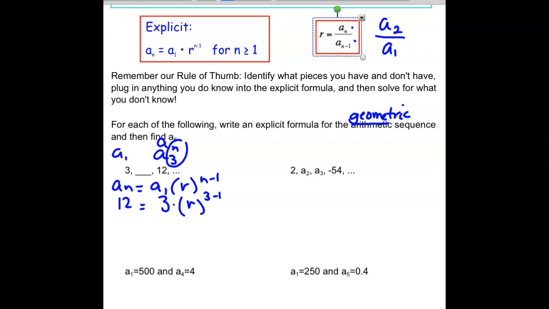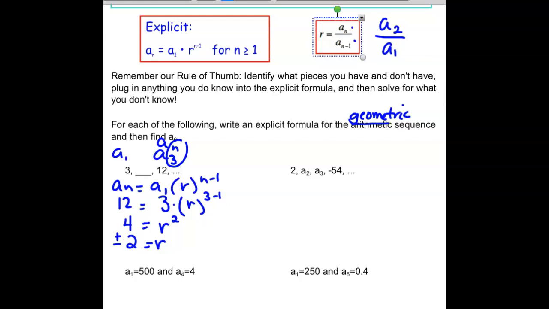So to solve this, we need to divide our 3 over. So 12 divided by 3 would be 4. And then on the right side, all we have left is r to the 3 minus 1, or second power. So then we can simply square root to figure out our r value. Now technically, r could be either a 2 or a negative 2, since when we square root 4, we get positive and negative 2. And we do not have enough terms in our sequence to determine if we are multiplying by negative 2, where our numbers would alternate sign, or if we're multiplying by positive 2, where the numbers in our sequence would all be positive. So we actually can go through this with either one.